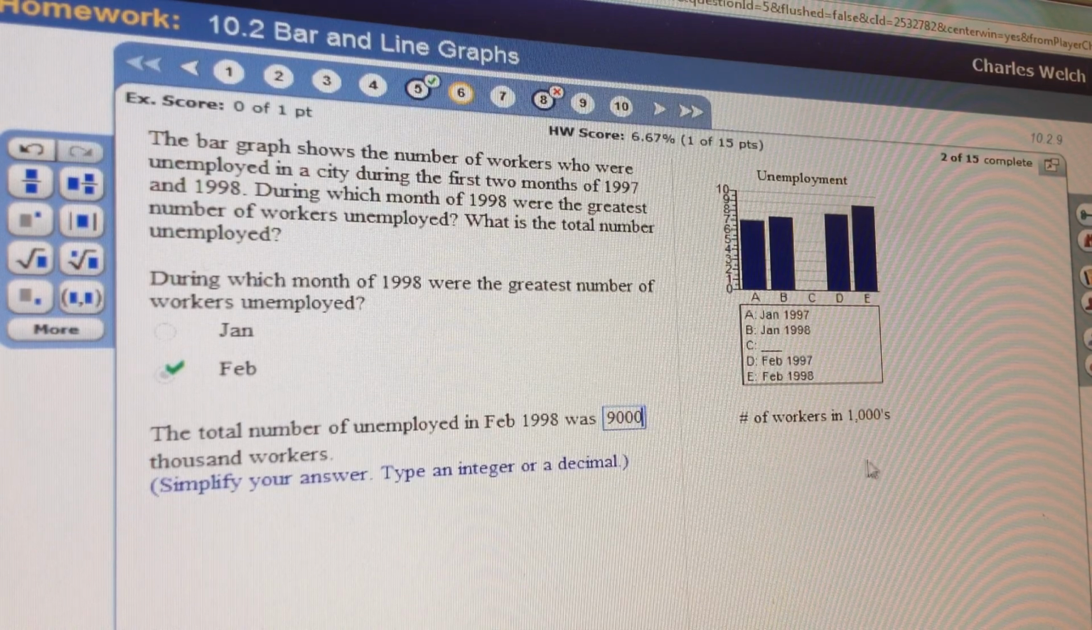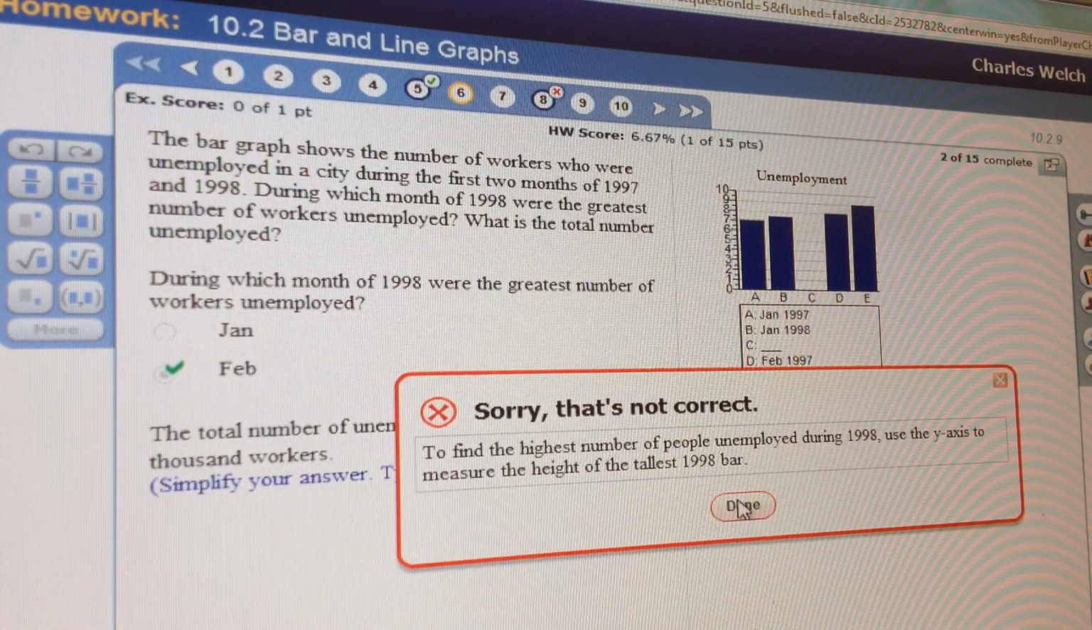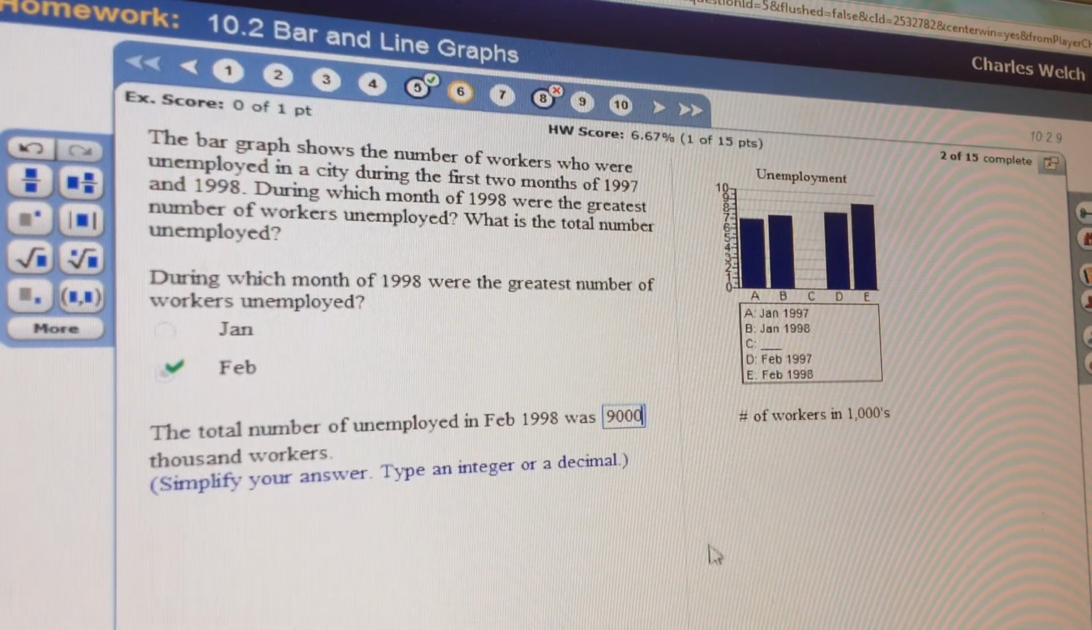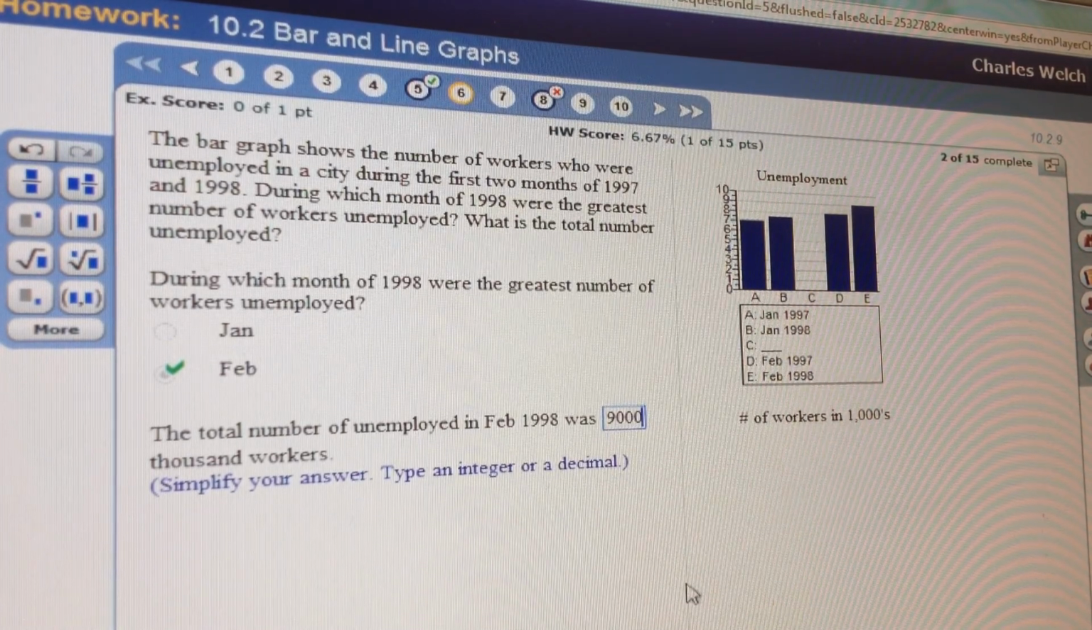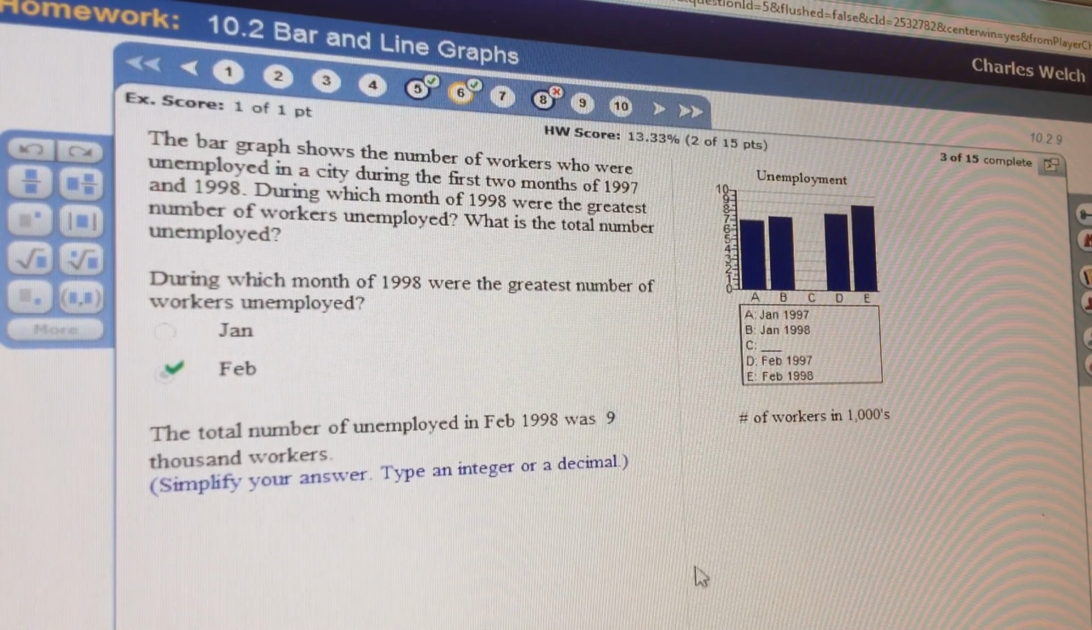So if we put 9,000 in and check that, I think we're going to see that it's a wrong answer. All right, so it is a wrong answer. I want to tell you why. This is a very tricky little bar graph. 9,000 is the right answer, and normally we would put the 3 zeros behind the 9, but because this has the word thousand following the block, if we just put the 9 in there and recognize that the word thousand is there, I think we'll get a correct answer.